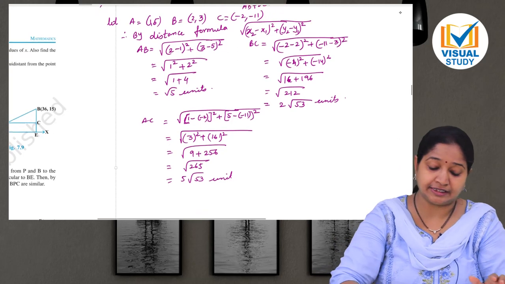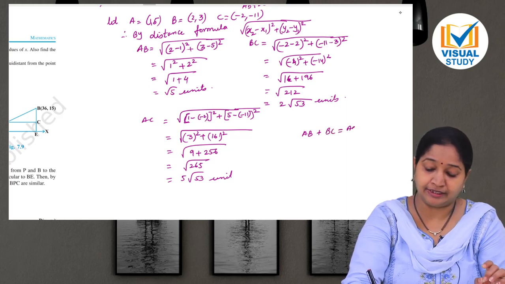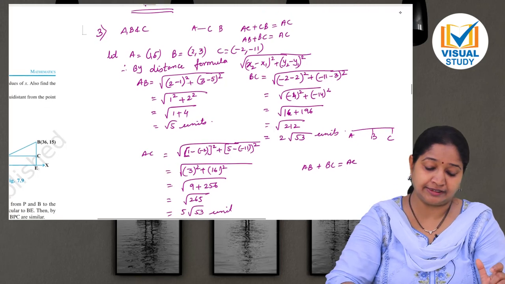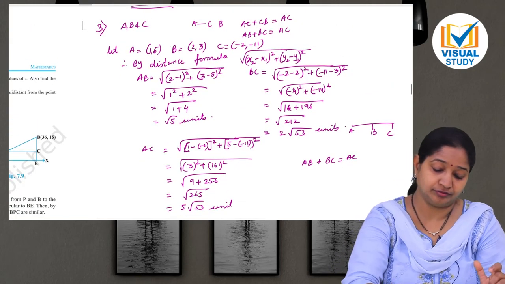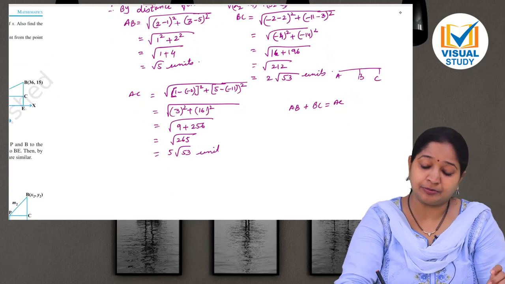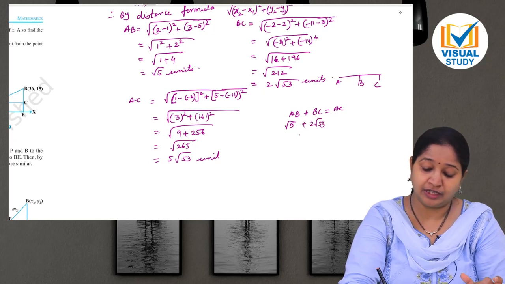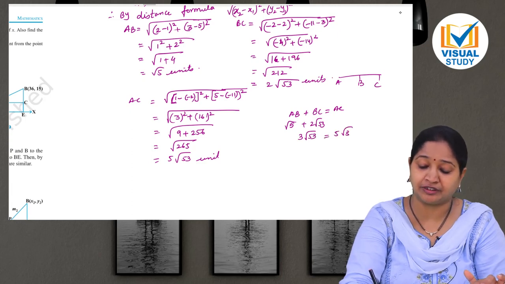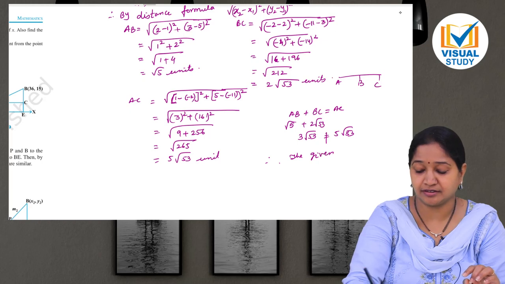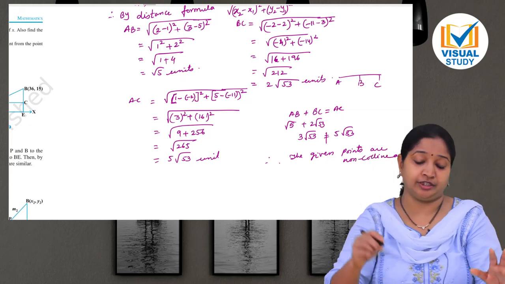Now looking at this, what we can say is that we want AB plus BC equal to AC, if B is between A and C. That means AB plus BC is equal to AC. What is your AB? That is root 5. What is your BC? That is 2√53. Though that comes to 3√53. And what is your AC? That is 5√53. It is not equal. Therefore, the given points are non-collinear. Okay?